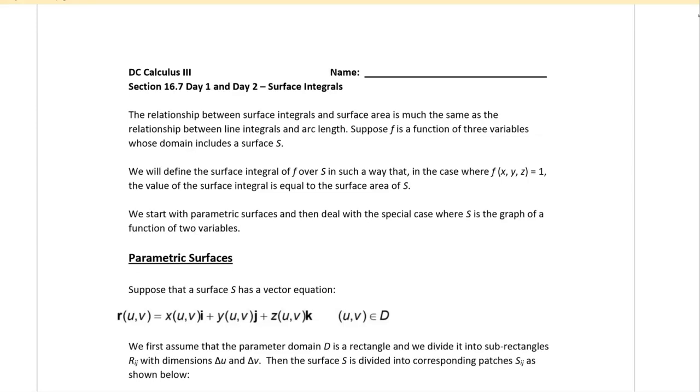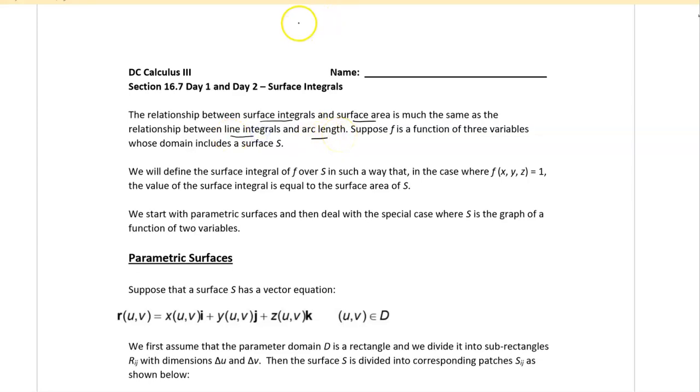Section 16.7 deals with surface integrals. We are going to do our best today to draw the relationship between surface integrals and surface area, with that relationship that we saw between line integrals and arc length.